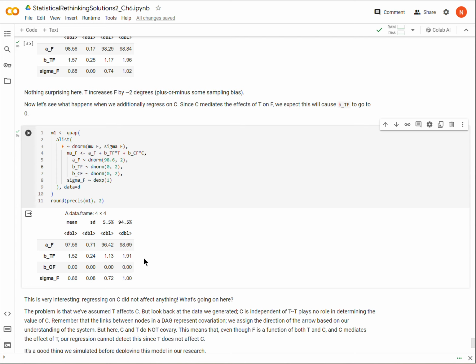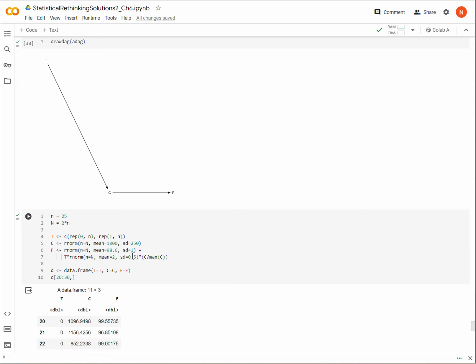So what's going on here? Well, what's going on here was a misunderstanding at the very beginning of our DAG. Here's our DAG, and the assumption that we're making that is incorrect is that cell number is being affected by toxin. But our data is not a function of T at all. So what's going on is that even though it is true that the effects of the toxin are mediated by these cells onto fever, our model is not picking it up.